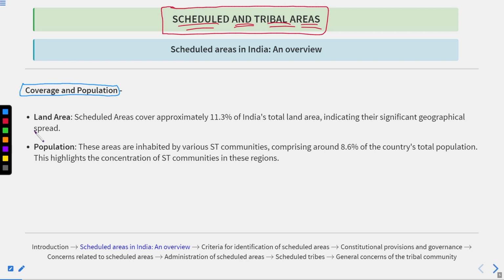Okay, so if we talk about the land area that has been granted under the schedule areas, it is approximately 11.3% of India's total land area. Got it?